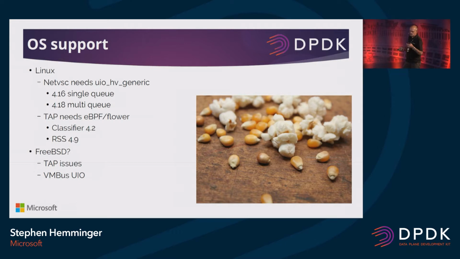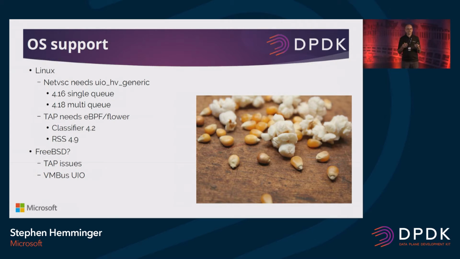To support the fail-safe, the current model, and the tap device, you need eBPF and the classifier, and you need some of the RSS classification. So it goes to 4.2 and 4.9. So you'll need to backport that as far back. I mean, we have people asking for things on 3.16, okay? So we also have people asking for FreeBSD support. We do support accelerated networking on FreeBSD, just not the DPDK side.